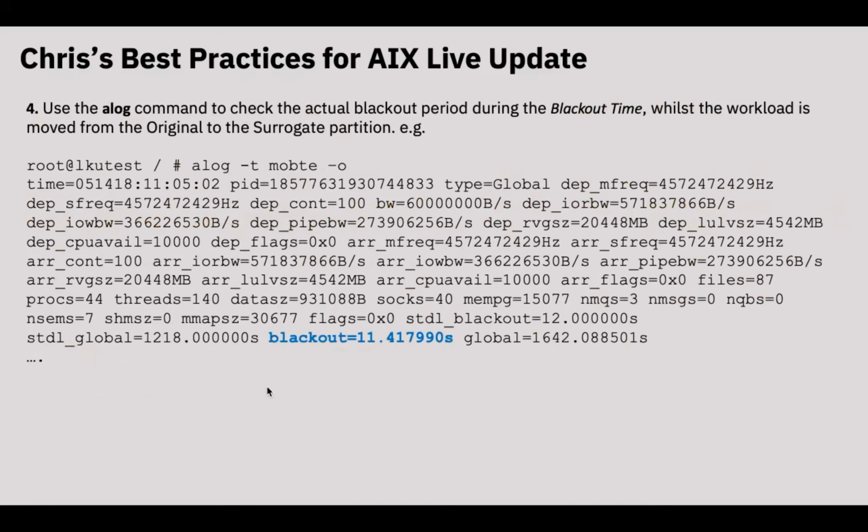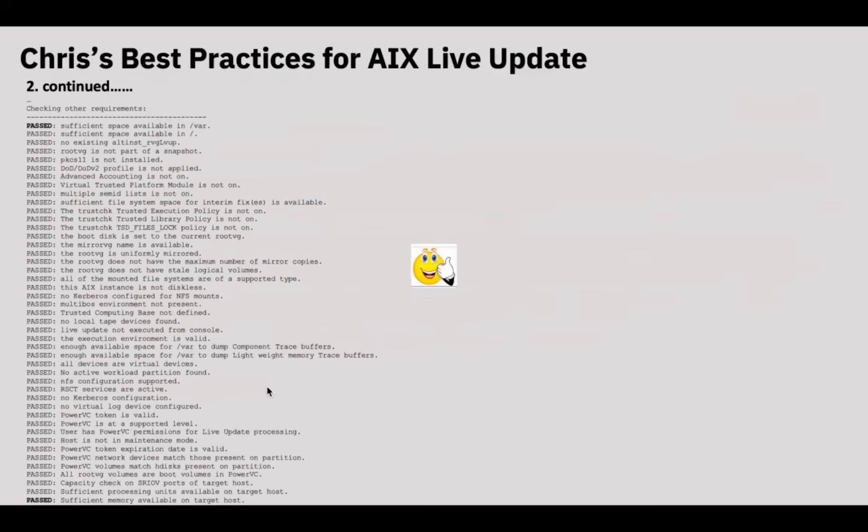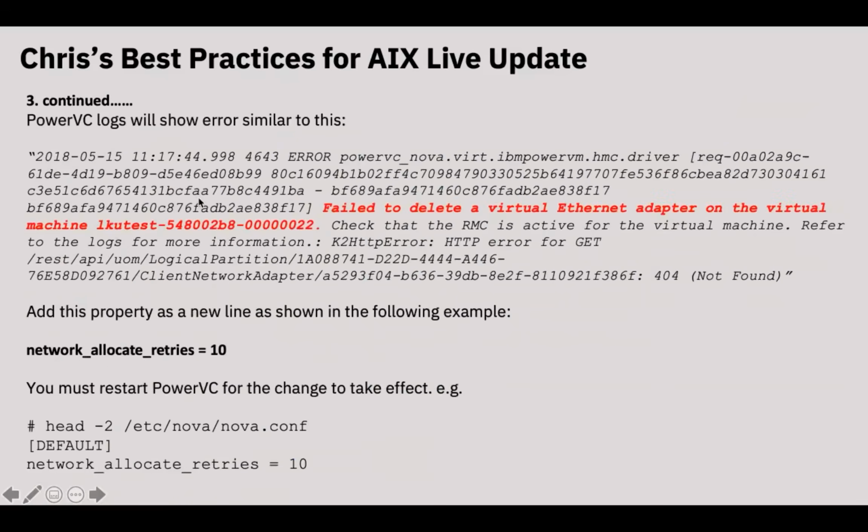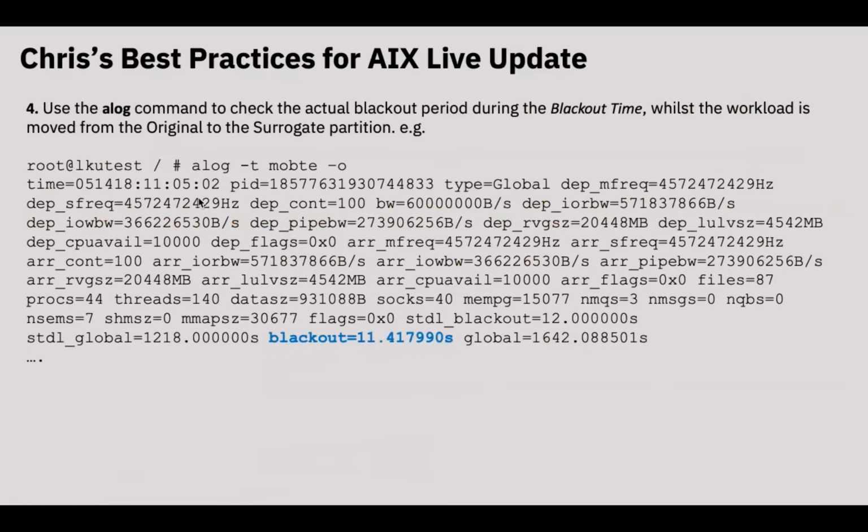Best practice number 4. In my previous example, if I go back to this screen here, it told me that the estimated blackout time would be 12 seconds. What was the actual blackout time? How do I know that without trying to get some sort of gut feel or instinct around what it was? Well, fortunately, you can use the alog command with the -T MOBTE flag, which will show you the blackout time. At the very bottom of that output, it says blackout is 11.42 seconds. So it wasn't quite 12 seconds, but it's close enough. That's the best way to find out what the blackout time is from a live update operation.